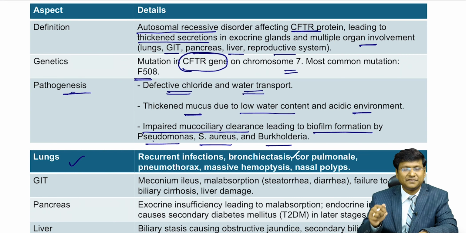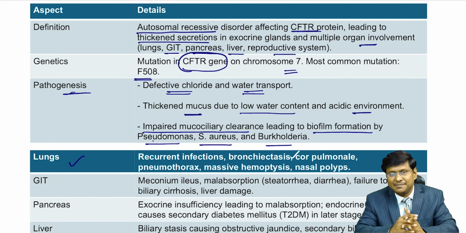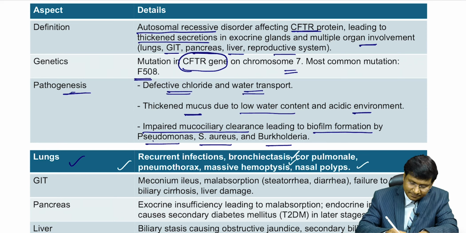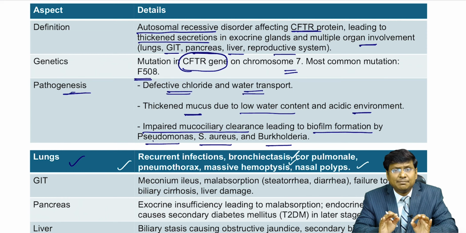Because of the hypoxemia caused by the lung parenchymal pathology, the individual will have hypoxia. Once there is hypoxia, that will cause pulmonary artery constriction, and that will increase the afterload on the right ventricle, and that will result in the development of cor pulmonale. Then, pneumothorax is another important complication, along with massive hemoptysis and nasal polyps. So these are the abnormalities observed in the lung.